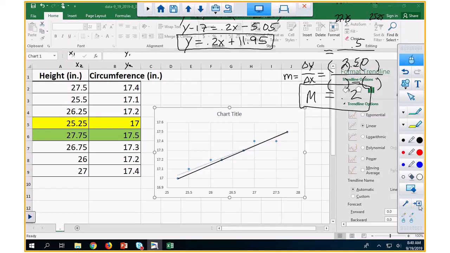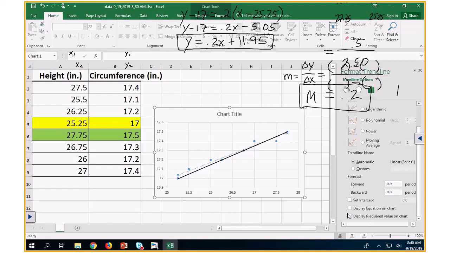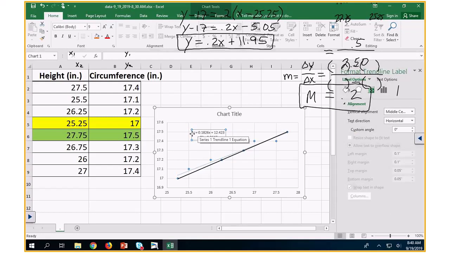Let me go down and hit display. Are y'all watching? Display equation and display r squared. I'm going to make this bigger for you. Now, why is mine off? Why is my by hand answer a little bit off? Because when we did it by hand, we didn't have it exact, okay? Because we don't know where the best fit is.